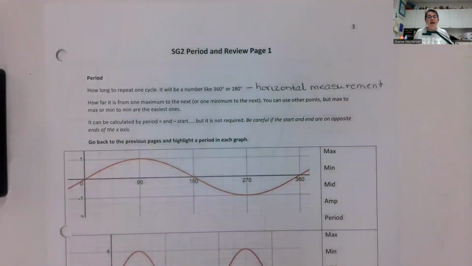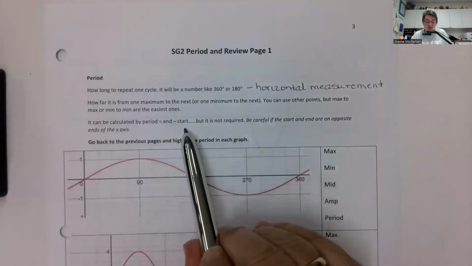So what you're looking at is how far it is from one maximum to the next. So from the crest of one wave to the crest of the next, or from minimum to minimum. Those are the easiest ways to do it. You can do other points on the graph, but it just makes life complicated.